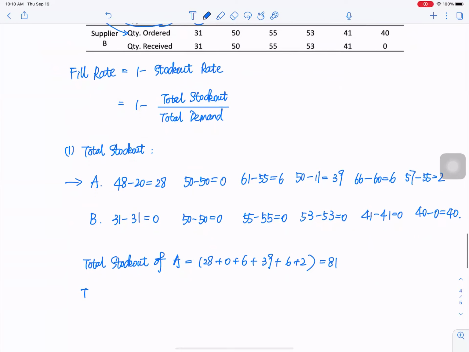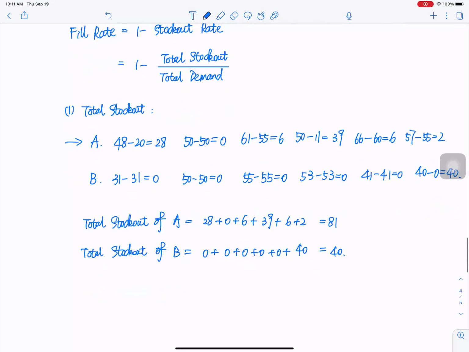And then similarly, we can calculate the total stock out of supplier B, which equals 0 plus 0 plus 0 plus 0 plus 0 plus 40, which equals 40. So, so far we have already calculated the total stock out for both suppliers. For the next step, we need to calculate the total demand for both suppliers.